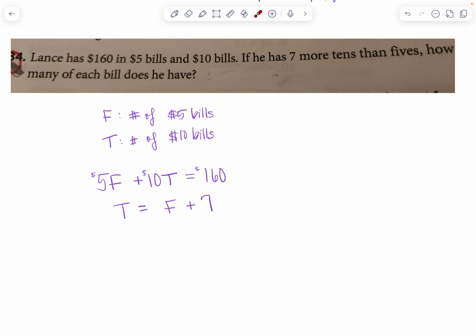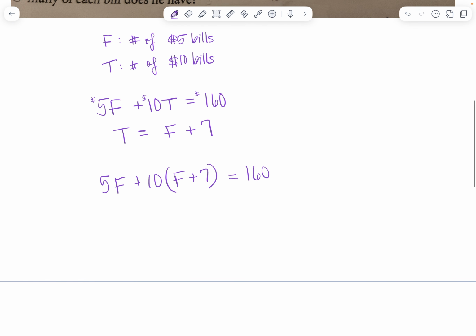Now, the last thing I'm going to do, notice that I have a T equals. So let's take whatever T equals and substitute it for the T value here. I'm for sure not going to use dollar signs. I will deal with those later. So I have 5 times F plus 10 times T, but I'm not going to use T. I'm going to use what T equals, is equal to 160. Okay, and this is what you're going to solve.